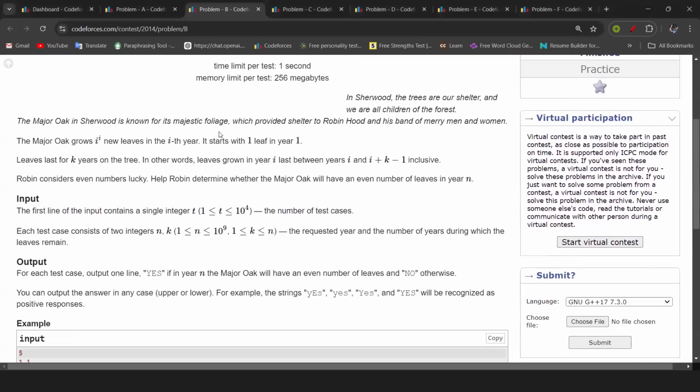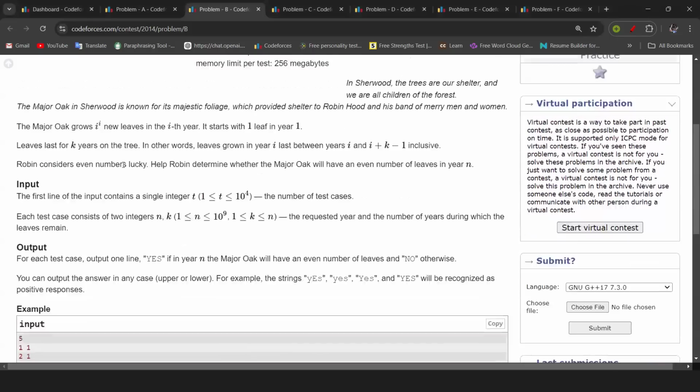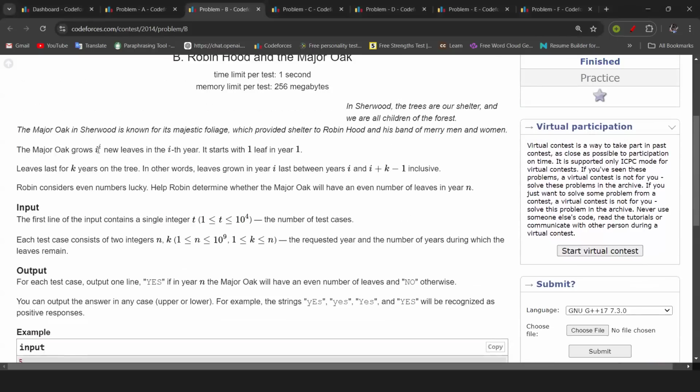Okay, so let's move to the second problem. Let's read the problem. Robin's tree grows i to the power i new leaves in the ith year. It starts with one leaf in year one. Leaves last for K years on the tree. In other words, leaves grown in year i last between year i and year i plus K minus 1 inclusive. Robin considers even numbers lucky. Help Robin determine whether the tree will have an even number of leaves in year n.